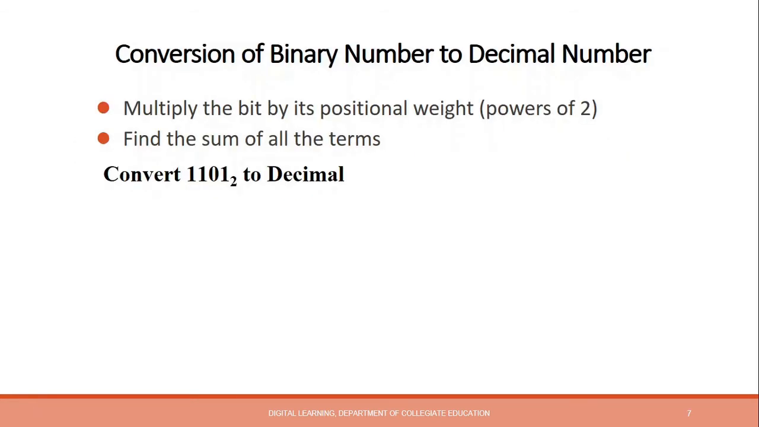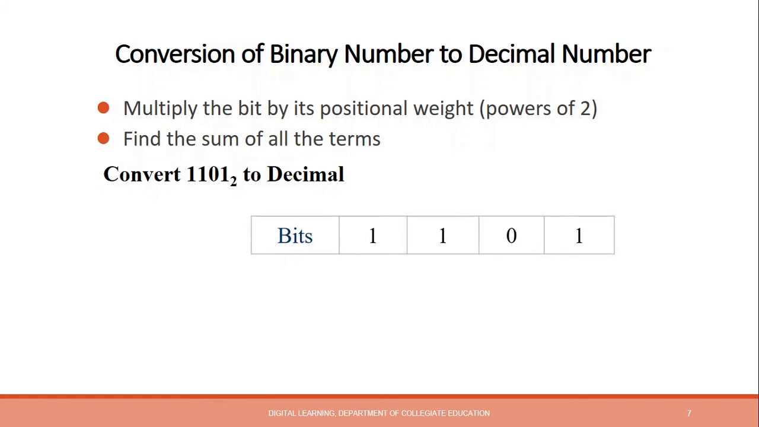Now let's see the conversion of binary number to decimal number. Here, multiply the given bit by its positional weight, which are powers of 2. Then find the sum of all the terms. Let's see with an example. Convert the binary number 1101 to decimal.